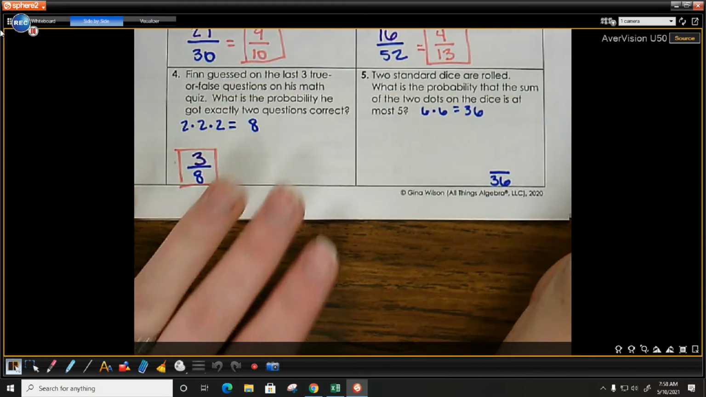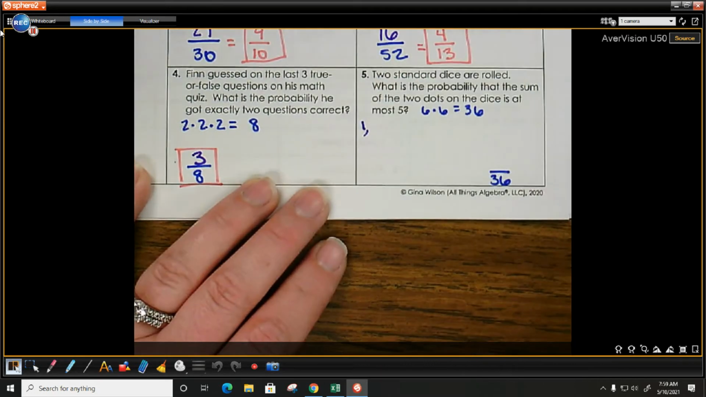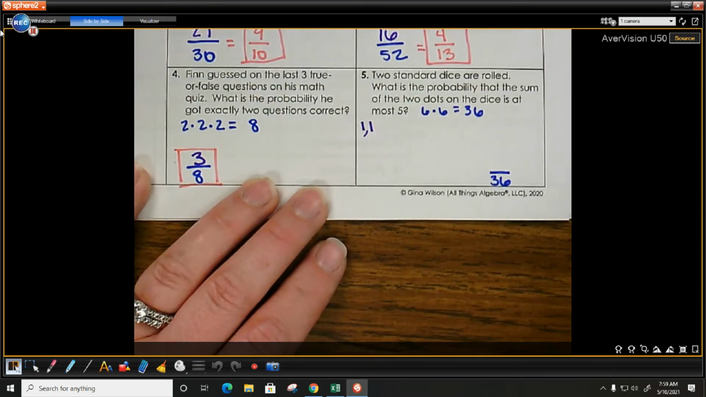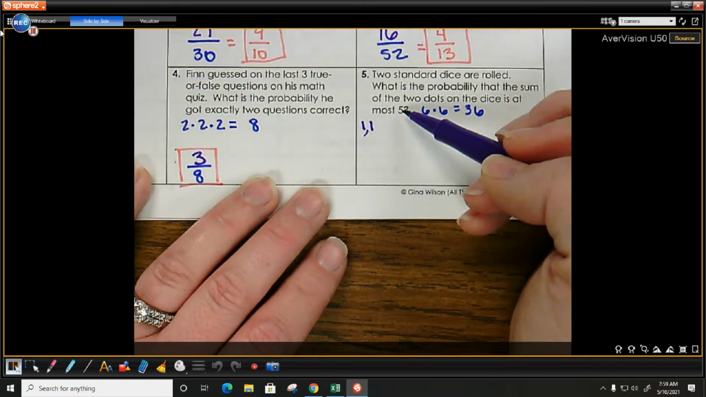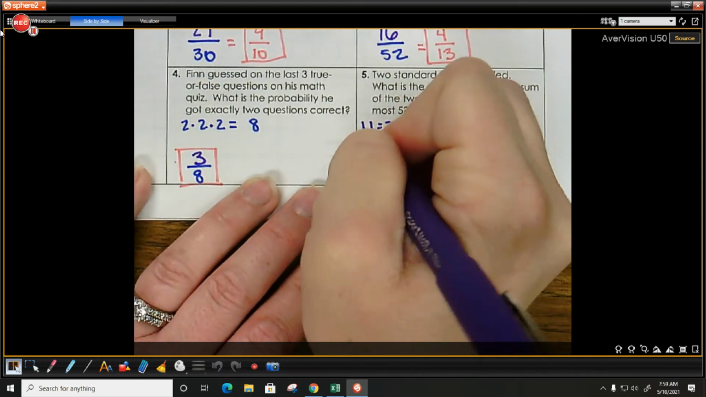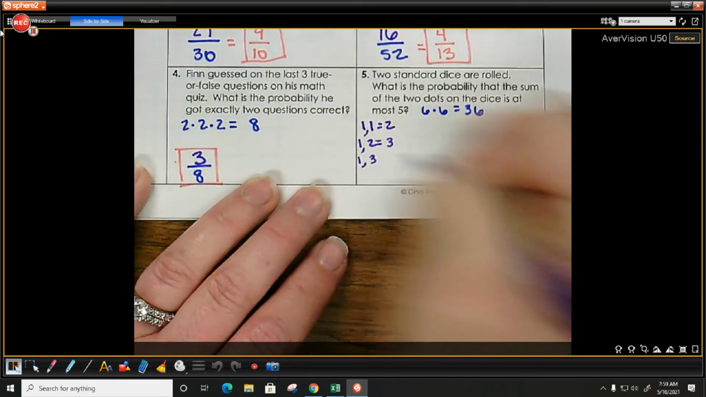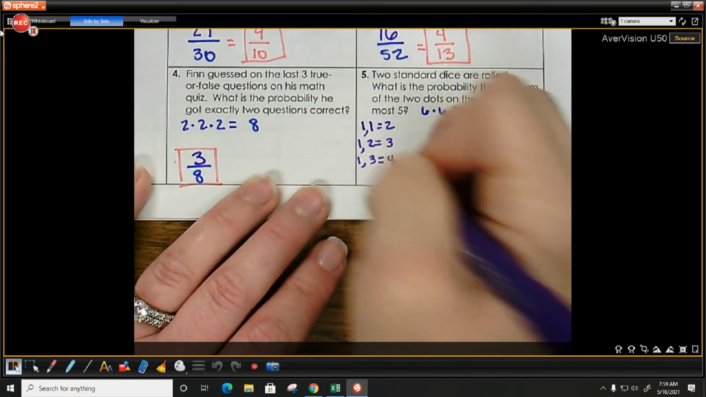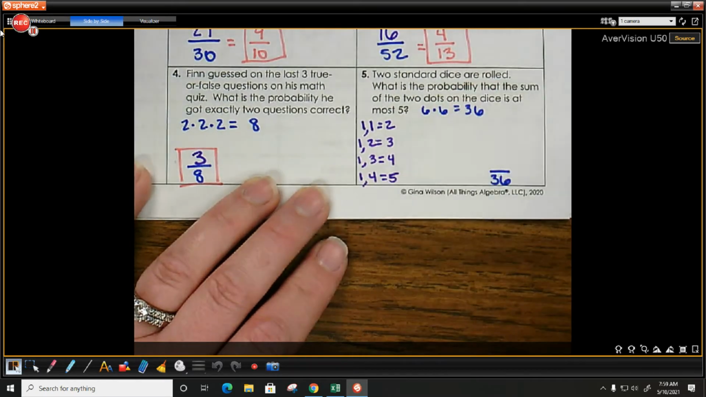Okay. So if I roll a 1 and a 1, would that work? Is that at most 5? Yes, that's 2. Okay, what if I rolled a 1 and then a 2? Yes, that's 3. What if I rolled a 1 and then a 3? Yes, that's 4. What if I rolled a 1 and a 4? Yes, that's a 5. What if I rolled a 1 and a 5? No, that doesn't work.